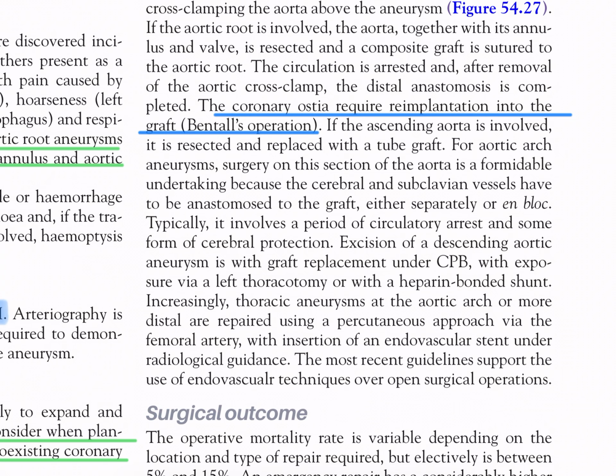Typically, it involves a period of circulatory arrest and some form of cerebral protection. Excision of a descending aortic aneurysm is with graft replacement under cardiopulmonary bypass with exposure via left thoracotomy or with a heparin bonded shunt. Increasingly, thoracic aneurysm at the aortic arch or more distal are repaired using a percutaneous approach via the femoral artery with insertion of an endovascular stent under radiological guidance.